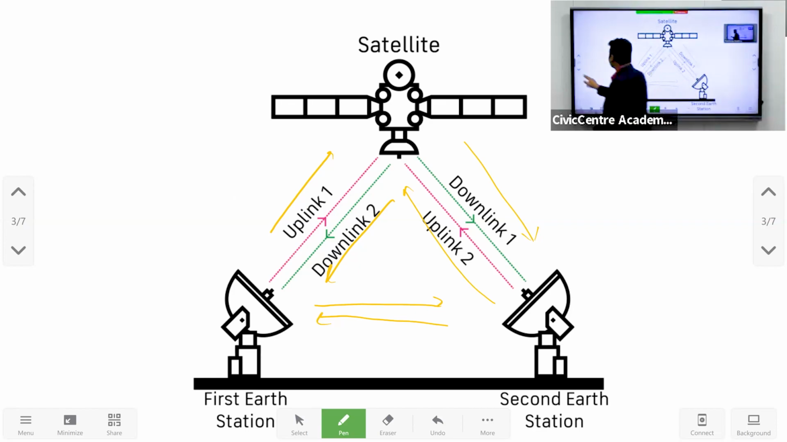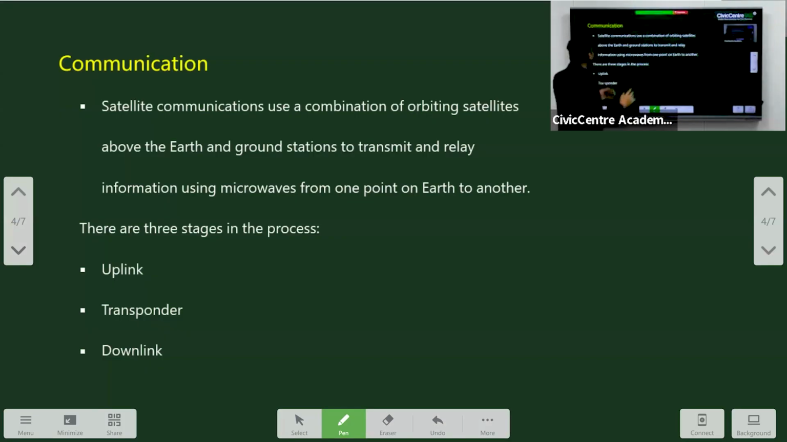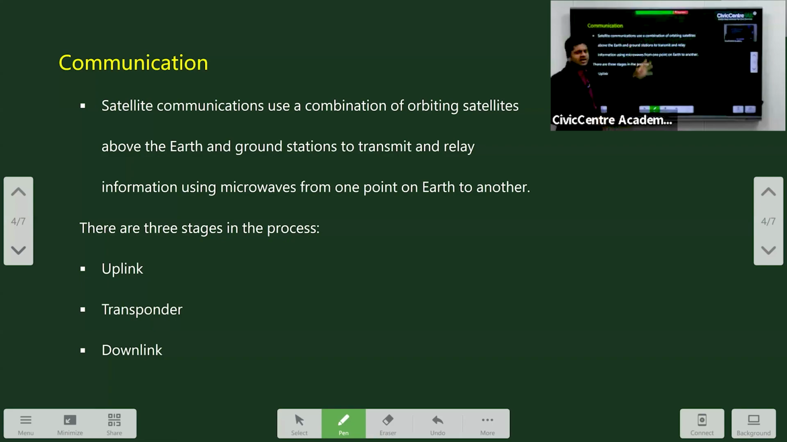Now, what are the basic parts of a communication satellite? A communication satellite system basically uses a combination of satellites. There are many satellites revolving around the Earth, a network of satellites, along with ground stations. With the help of ground stations, they transmit the signal from one point on the Earth to another using microwaves.